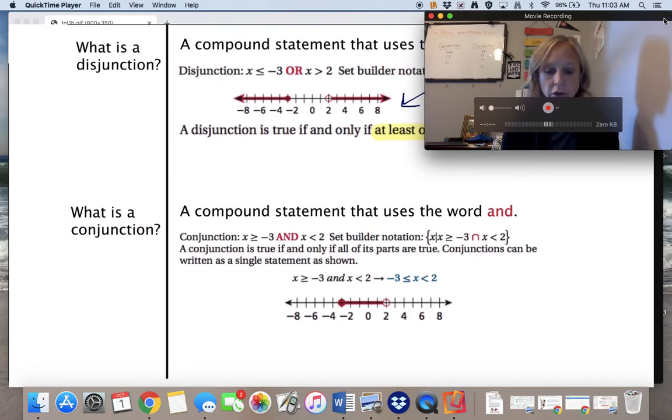Now, a conjunction uses the word and. For a conjunction to be true, all of its parts need to be true. When we look at the graph of a conjunction, you can see that it's connected. So, in order for this conjunction to be true, our x value needs to be greater than or equal to -3 and less than 2. So it could be greater than -3 and be 5, but it won't be true because it also has to be less than 2.